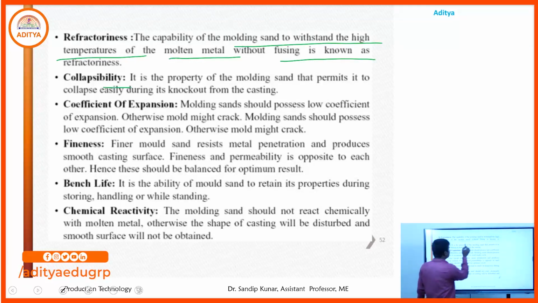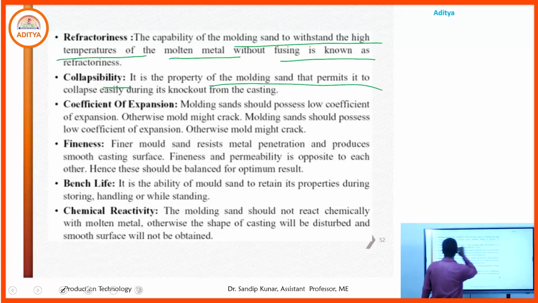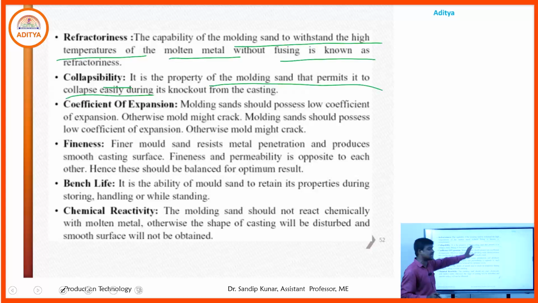Another is collapsibility, which is the property of the molding sand that permits it to collapse easily during its knocking out from the casting. After casting, we can easily break the molding sand and take out the finally produced product easily. It has an easy capability of collapsibility.